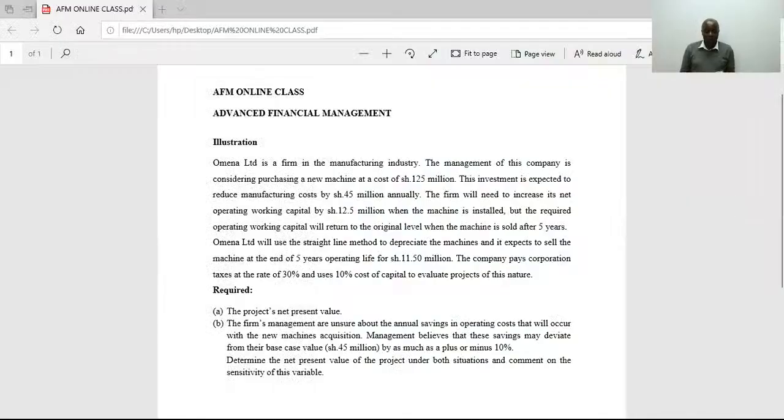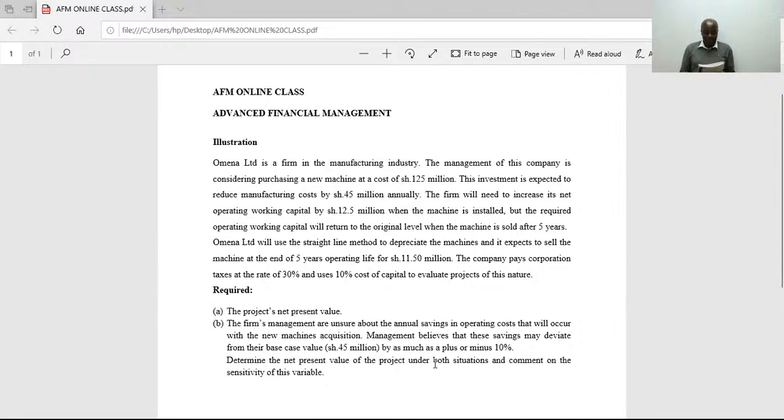So today, I would want us to look at this particular question that you're able to see popping up on your screen, Omena Limited, which is a question that is within this particular book, RCM study text. But if you don't have it, you can simply look at your screen there. You'll be able to see that question. So you're told, Omena Limited. Are you able to see the question?